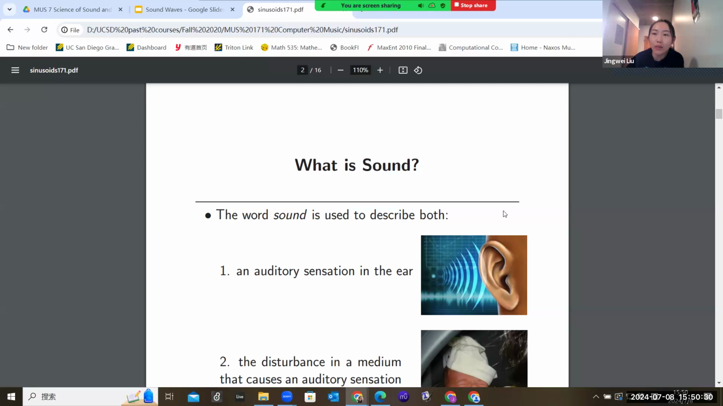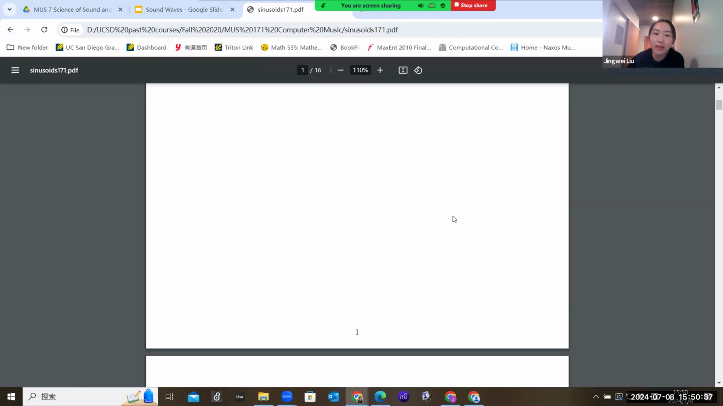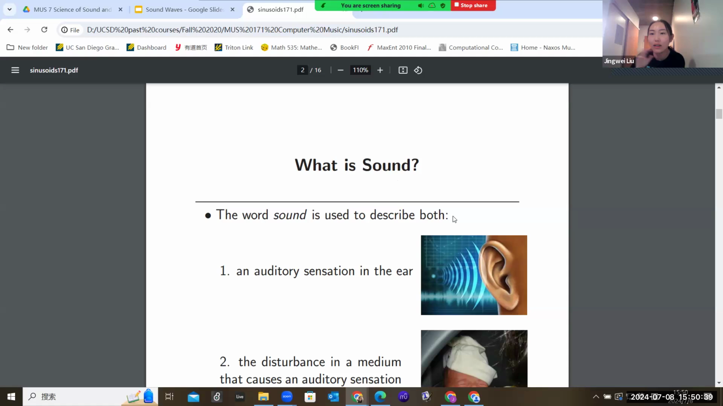This slide is made by Professor Tamara Smith in her class Music 171. This is the first lecture class, so first lecture slides. Don't worry, it won't be difficult. We just introduce some basic concepts, and most importantly, the sinusoidal model of sine and cosine, some basic numerical relationships and the physical concepts. After that, we will proceed with the equations.